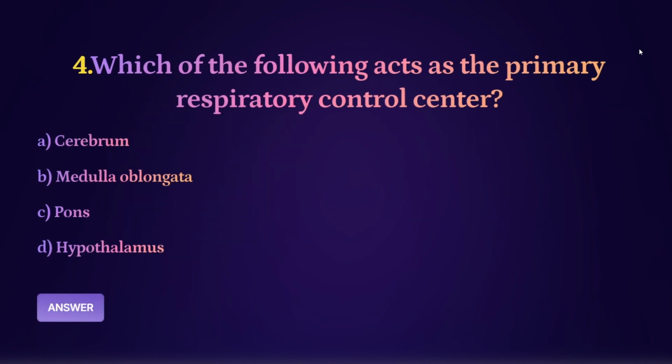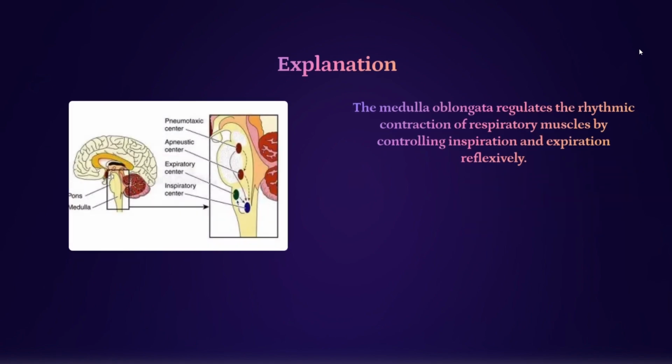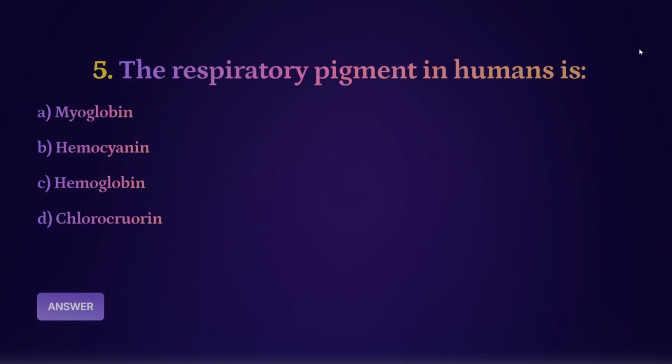Question number 4. Which of the following acts as the primary respiratory control center? Is it cerebrum? Is it medulla oblongata? Is it pons? Or is it hypothalamus? The primary control center for respiration is option B, medulla oblongata. The medulla oblongata regulates the rhythmic contraction of respiratory muscles by controlling inspiration and expiration reflexively.